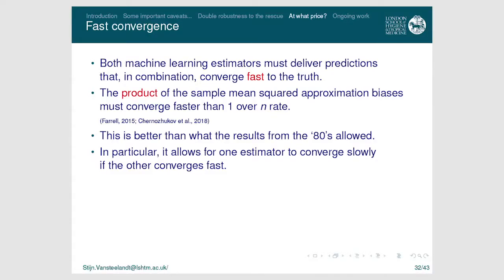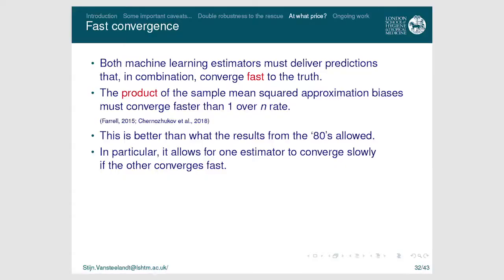Sufficiently fast basically means if you take the bias on both predictions and square it and average it across people, then what you obtain as a result. So I'm taking the squared bias, take the product, then what I find should be, even if I'm multiplying by the sample size, a very small number. That will not tell you very much, probably. But what's maybe good to know is that this is a lot better than what the results back in the 80s allowed for, because it allows for, suppose that we know that one of the predictions goes very fast, then the other is allowed to converge very slowly.